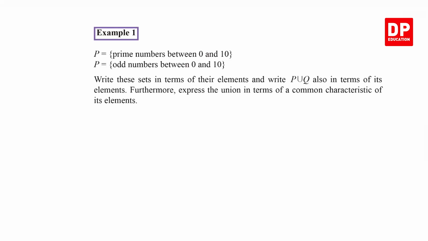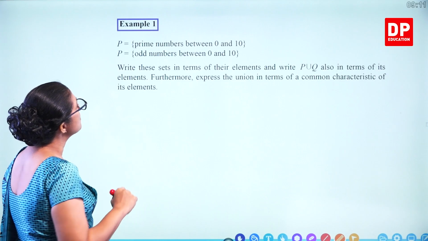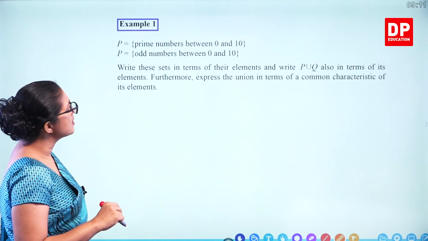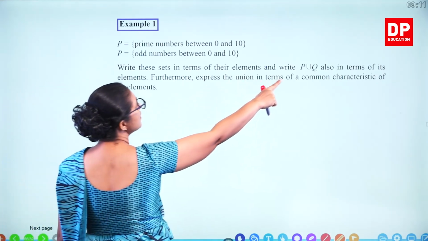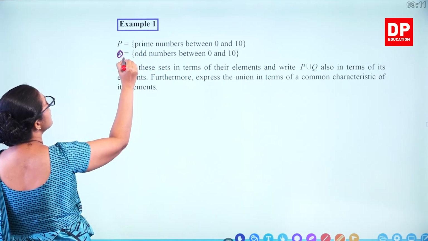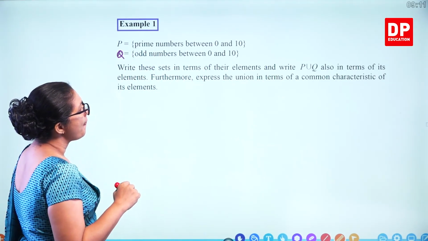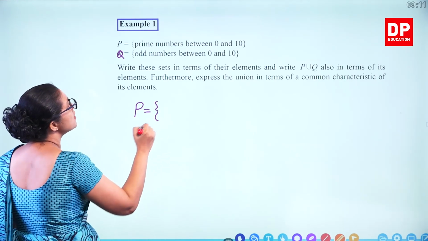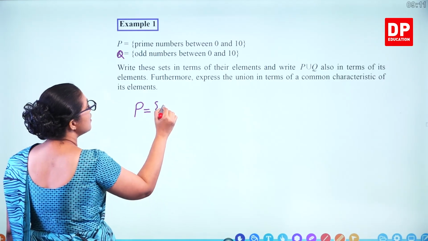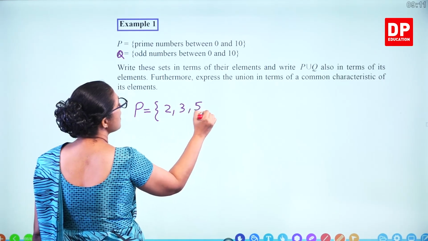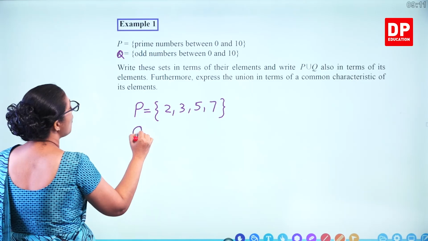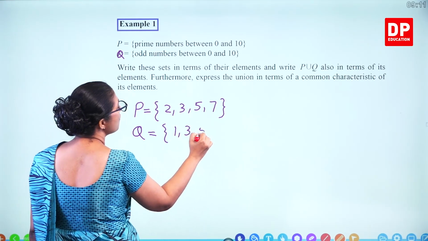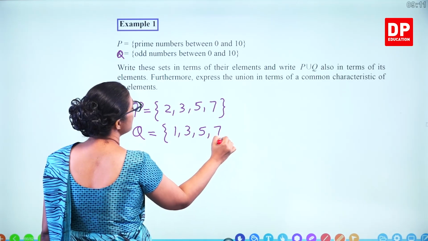Prime numbers between 0 and 10. Odd numbers between 0 and 10. Write these sets in terms of their elements and write. So here another error. Union. So this should be Q. P: what are the prime numbers between 0 and 10? 2, 3, 5, 7. Odd numbers between 0 and 10? 1, 3, 5, 7, 9.